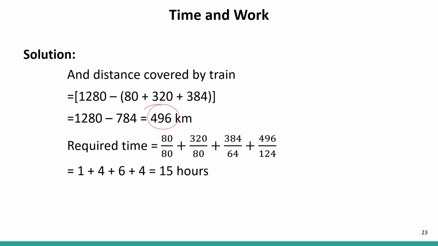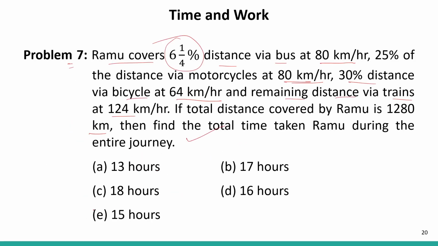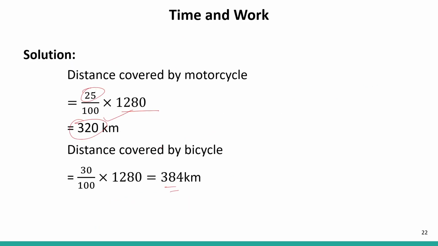So required time is equal to 80 by 80, 320 by 80, 384 by 64, and 496 by 124. So 1 plus 4 plus 6 plus 4 is equal to 10 plus 5, right? So it will be 15 hours. Okay, so 15 hours is the correct answer. Among these options, only option E is the correct one. Options B, D, C and A are all wrong answers.